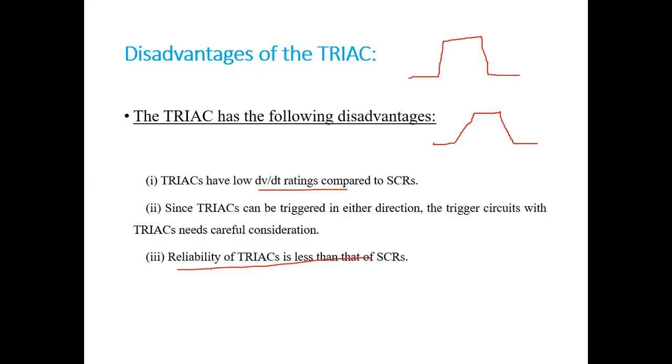The TRIACs have a low dV/dt rating compared to the SCR. This is the main disadvantage of the TRIAC. That is the rate of change of voltage with respect to time. So actually, it should be a square waveform, but the rate of change of voltage will be varying, meaning it looks like this. It is not a perfect square. It is nearby the square. So the rate of error will be increased.